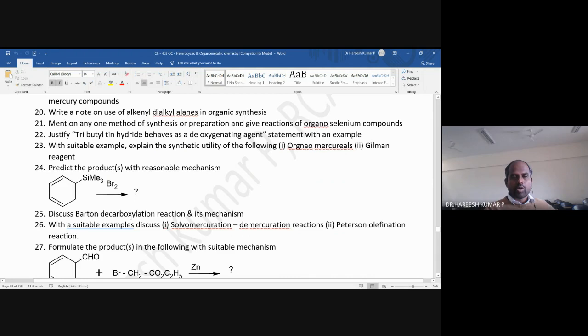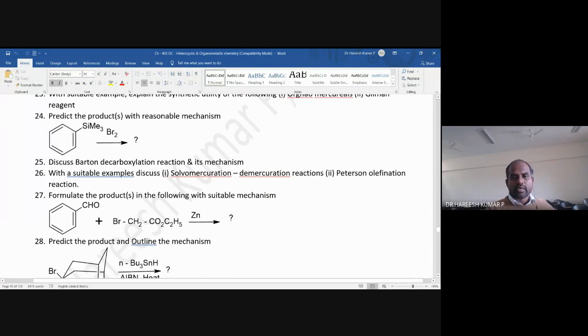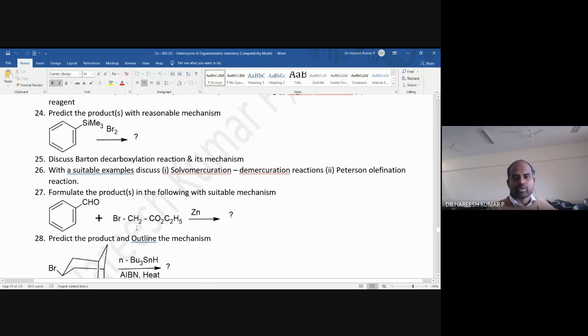So discuss the Barton decarboxylation reaction. So the Barton decarboxylation means carbon dioxide loss. It's a name reaction I have given just to look at it. Then explain with a suitable example. With a suitable example, discuss solvomercuration and demercuration.